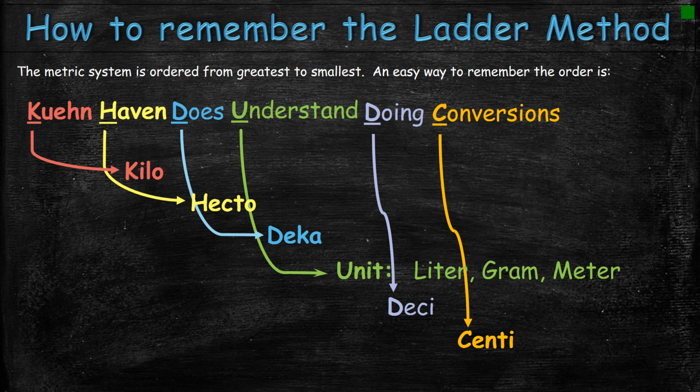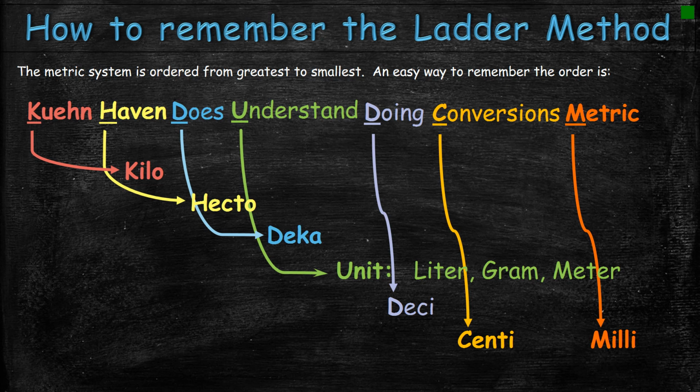Conversions, the C in conversions representing centi. And M in metric is going to represent milli. So if you say this to yourself, "King Henry Does Understand Doing Conversions Metric," you're going to remember the ladder method. And what I teach my kids to do is just write, as you're saying King Henry Does, you just write King, K, Henry, H, Does, D. And if you remember this saying, it's going to make it so easy.